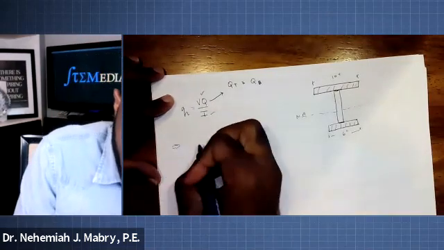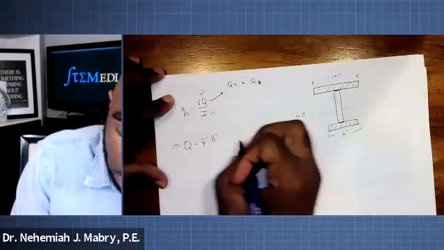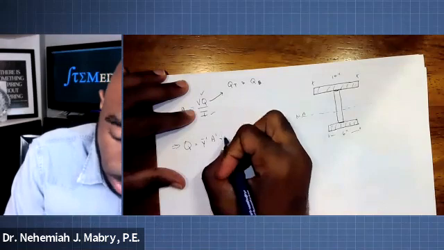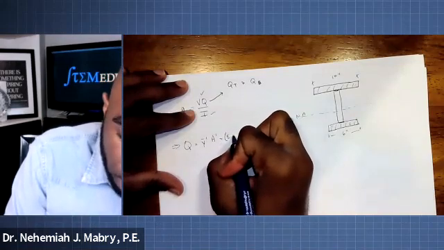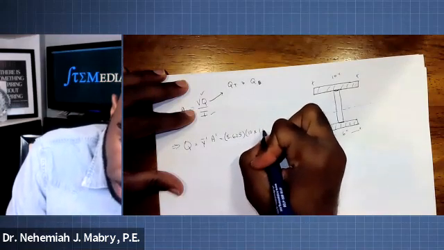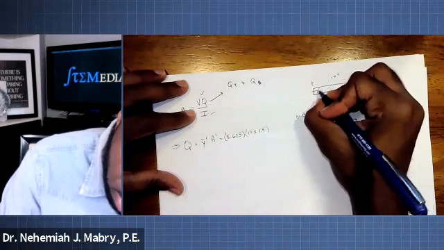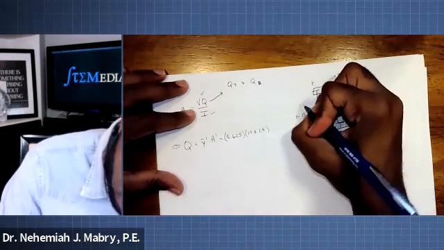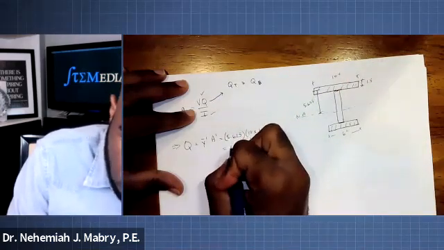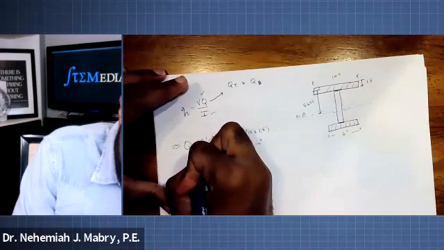So let's do it this way. We'll go ahead and do one at a time. Q at the top, remember, is y bar prime times A prime. So the distance to the top, I'm just going to write this out for you, is 5.625 times 10 times 1.5. And the distance to the center point there is 5.625. And that will give you 84.375 inches to the third. That's the top.